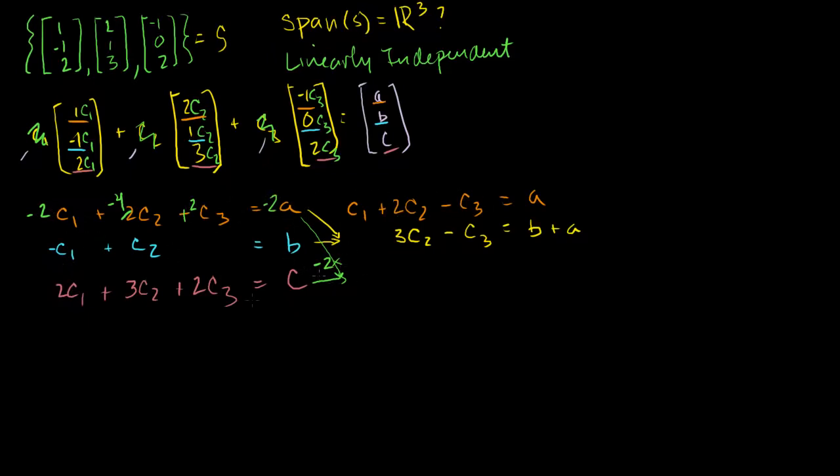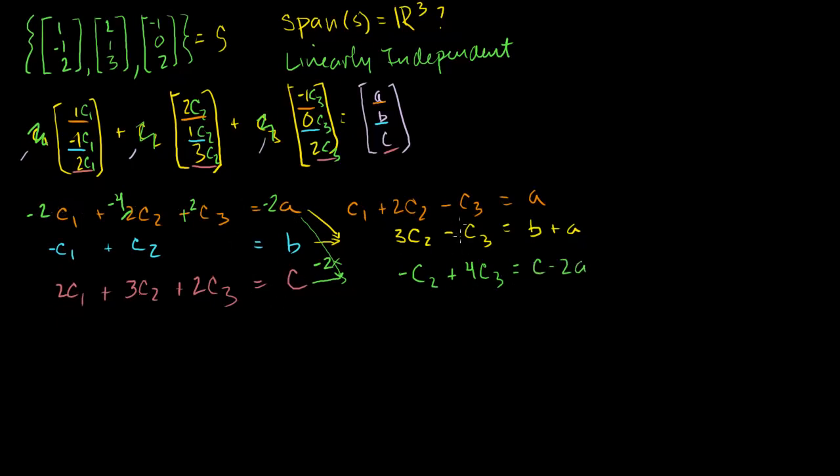And now we can add these two together. And what do we get? The 2c1 minus 2c1, that's a 0. Don't have to write it. 3c2 minus 4c2, that's a minus c2. And then you have your 2c3 plus another 2c3. So that is equal to plus 4c3 is equal to c minus 2a. All I did is I replaced this with this minus 2 times that.